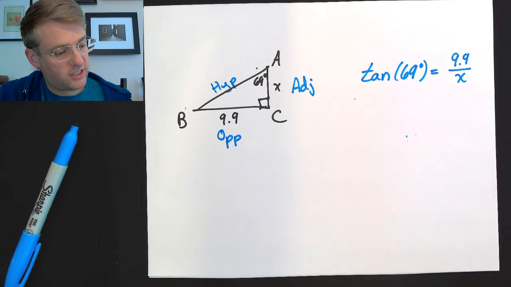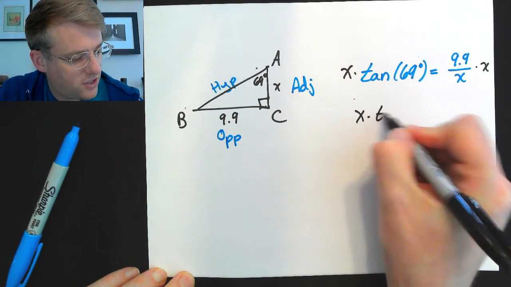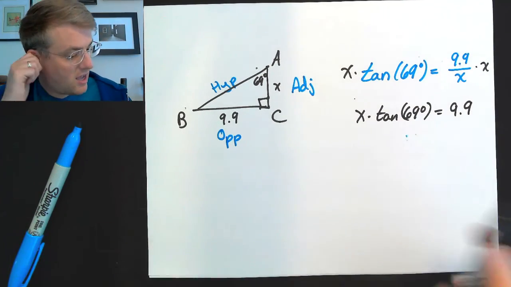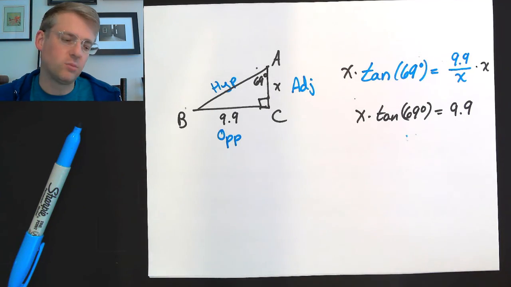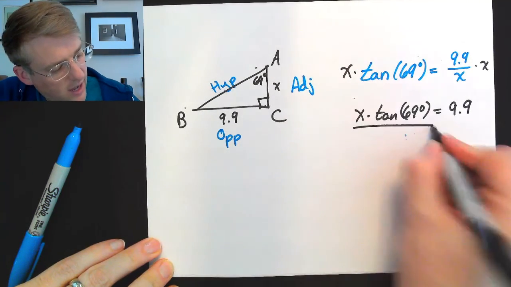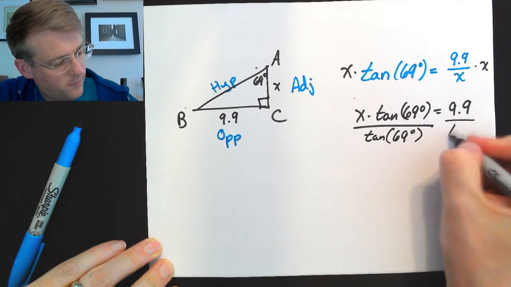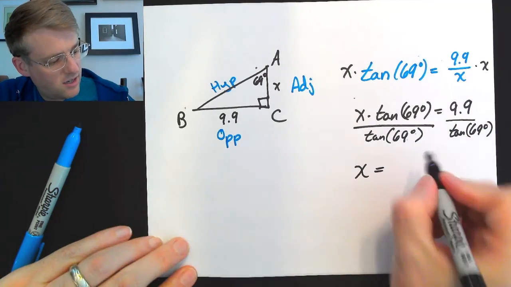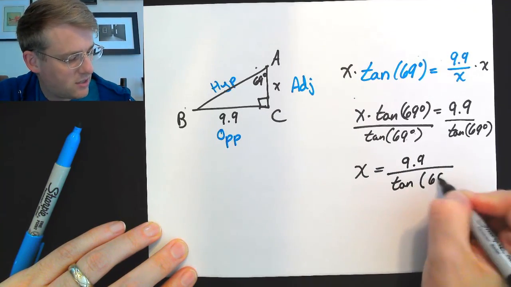And we can solve this by multiplying by the denominator x, right? So x tangent 69 degrees equals 9.9. I know the tangent of 69 degrees is just going to be some decimal. I'd rather write the tangent of 69 degrees right now because I know it's exact, and I know that decimal is going to be huge. I will just divide by that tangent. I know it's a number, I'll find it in a moment. Tangent of 69 degrees. And so I've solved for x as 9.9 over whatever the tangent of 69 is.